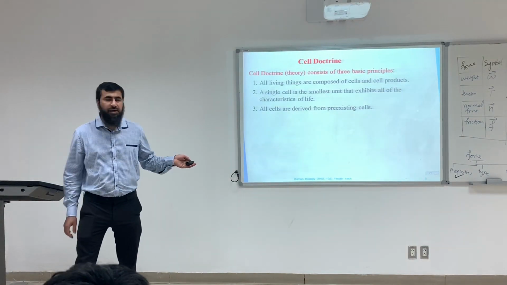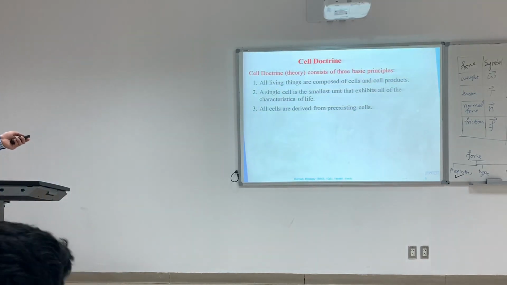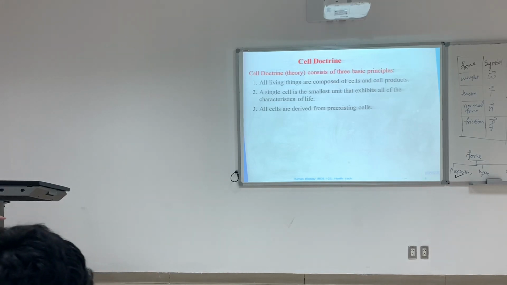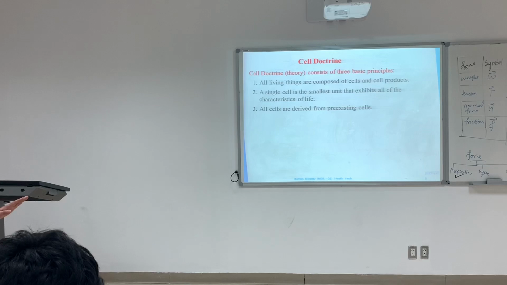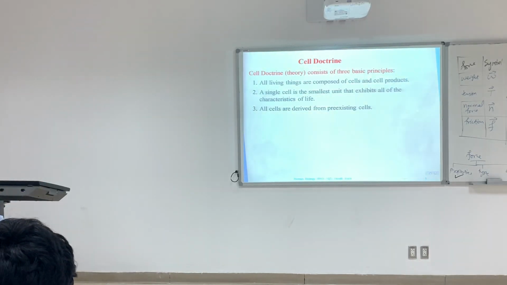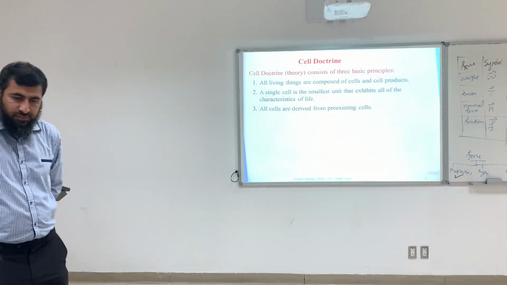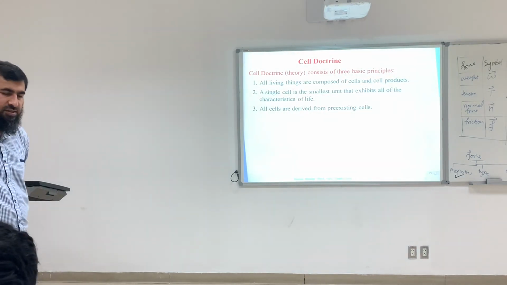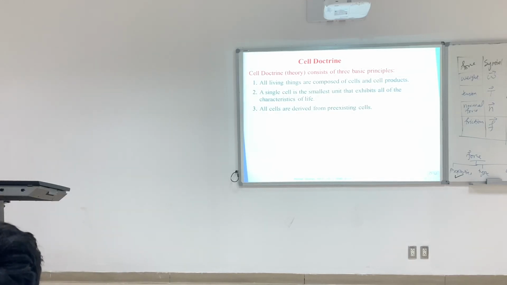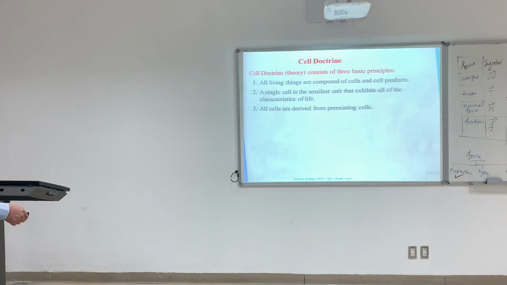So this is basically here, the cell doctrine is repeating what we talked about before in the characteristics of living things. We remember we said all living things are composed of cells, so to be considered living, you have to have at least one cell. Alright, so the cell doctrine.